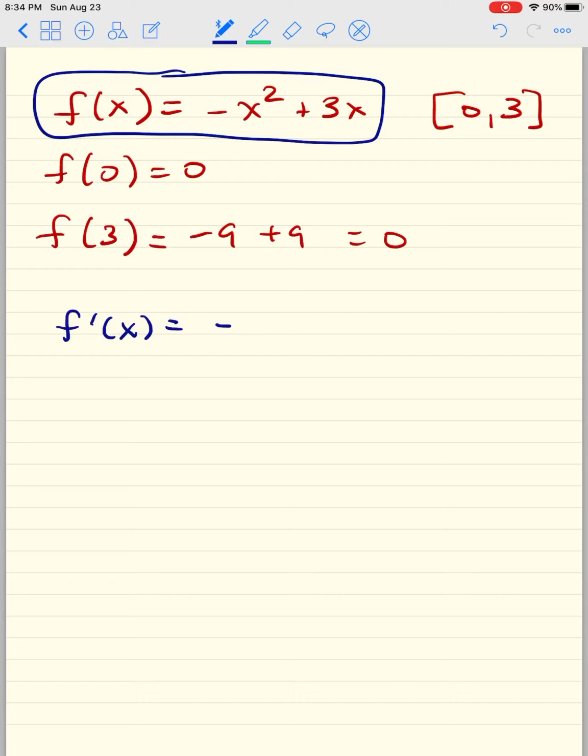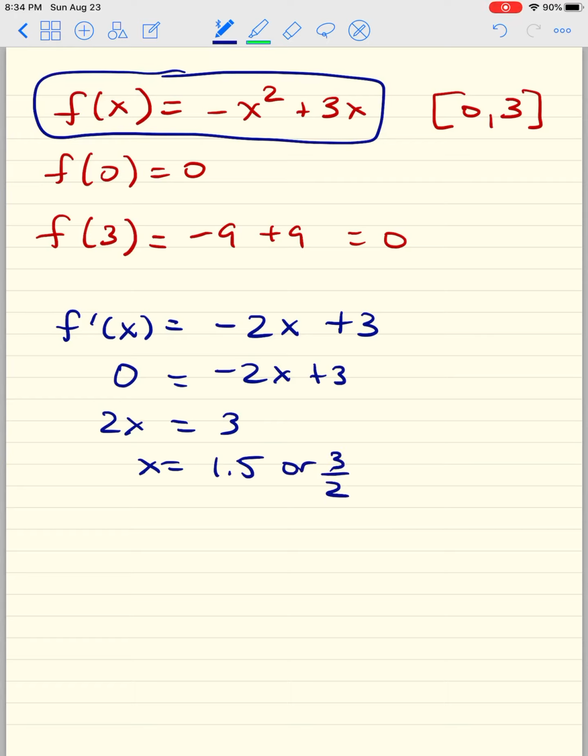So I'm going to do f prime of x is equal to -2x plus 3. I'm going to set it equal to 0. I'm going to add 2x and then divide. Well, I have 1.5, right? Or 3/2. Is 1.5 a value in this interval? Sometimes you solve for the critical number, and the critical number is not in the interval, which I'll show you in future videos. That means you just reject those numbers. But 1.5 happens to be between 0 and 3, so we're going to keep it.